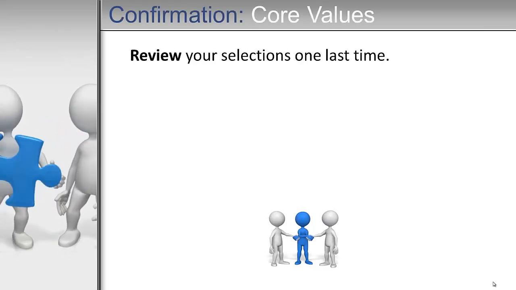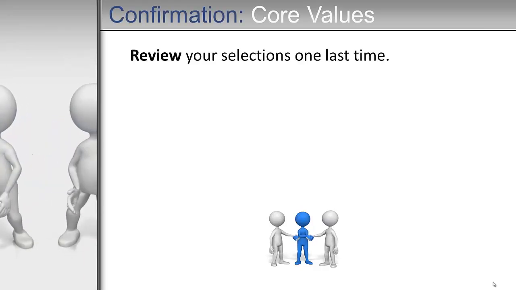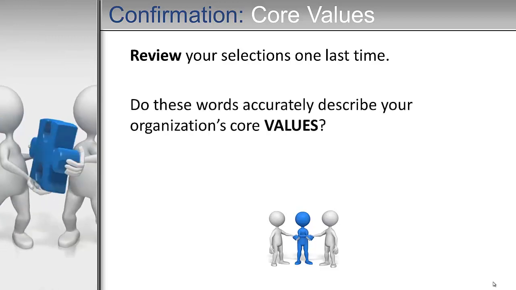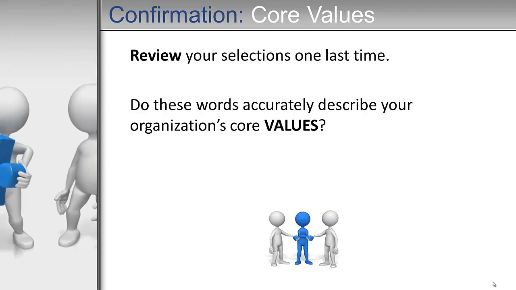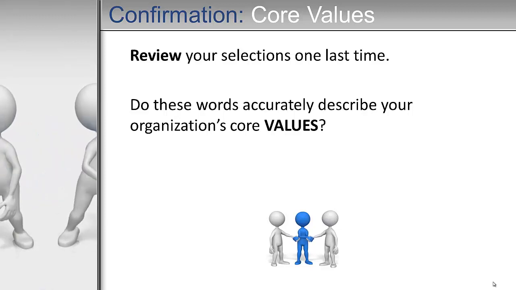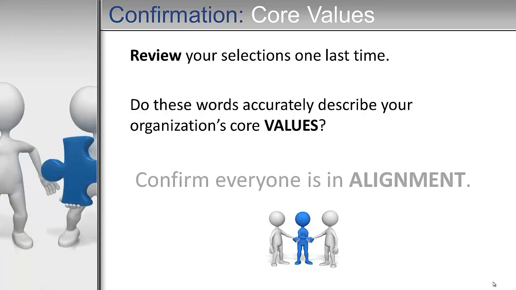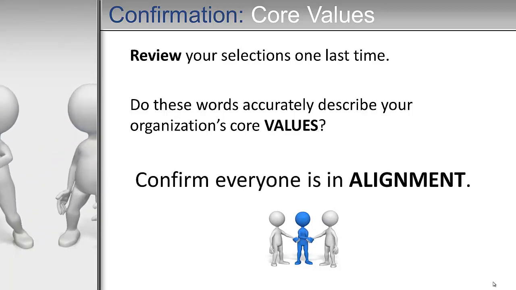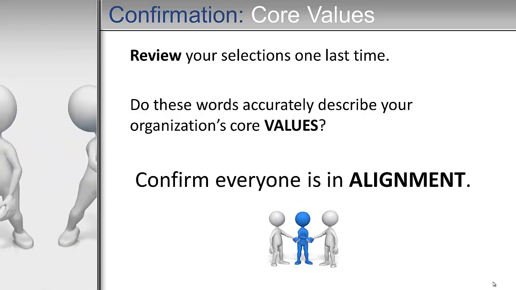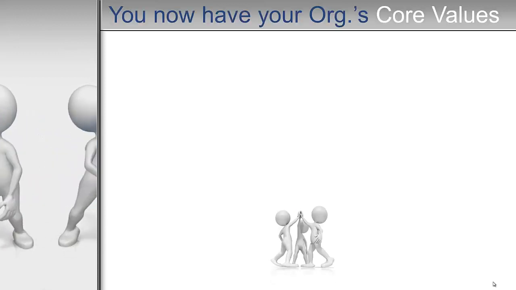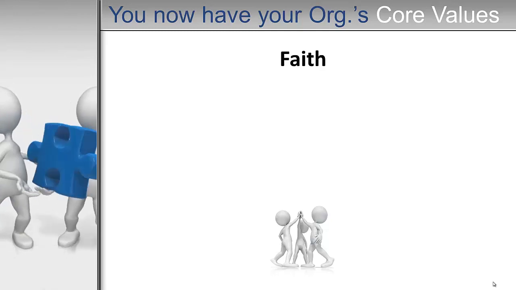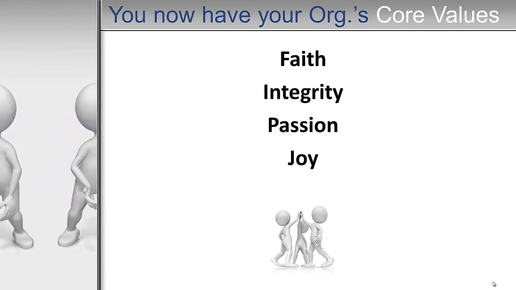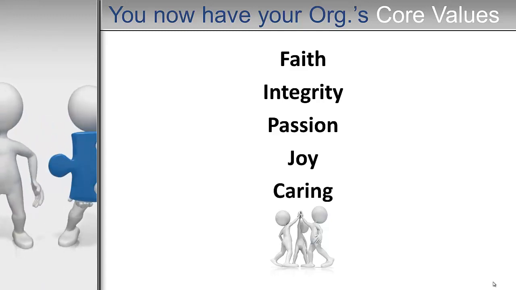So confirm those core values. What you're going to do is review those selections one last time. Make sure that these words accurately describe your organization's core values. And if they have, guess what? Everyone will be in alignment, and you have just selected your organization's core values, which in this case, they decided on faith, integrity, passion, joy, and caring.